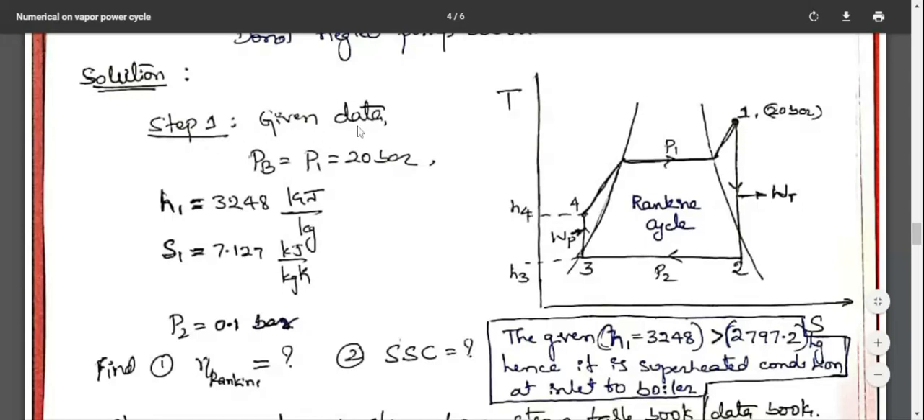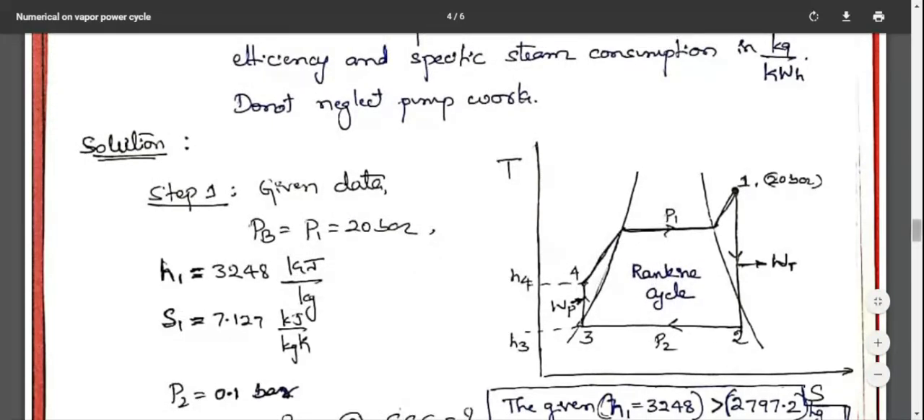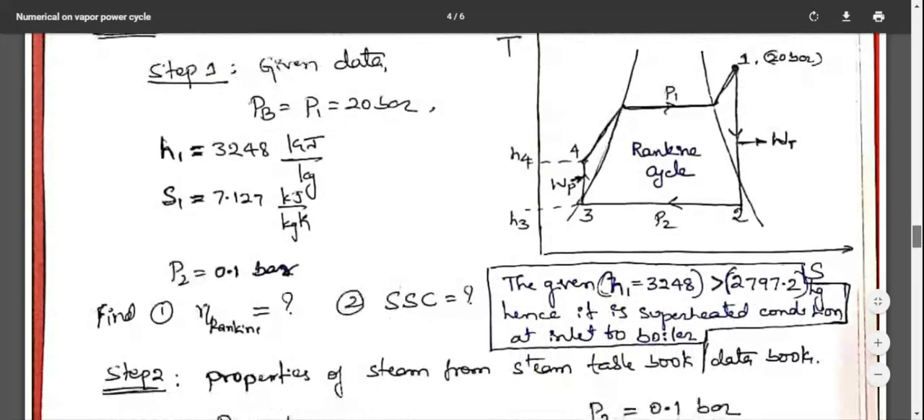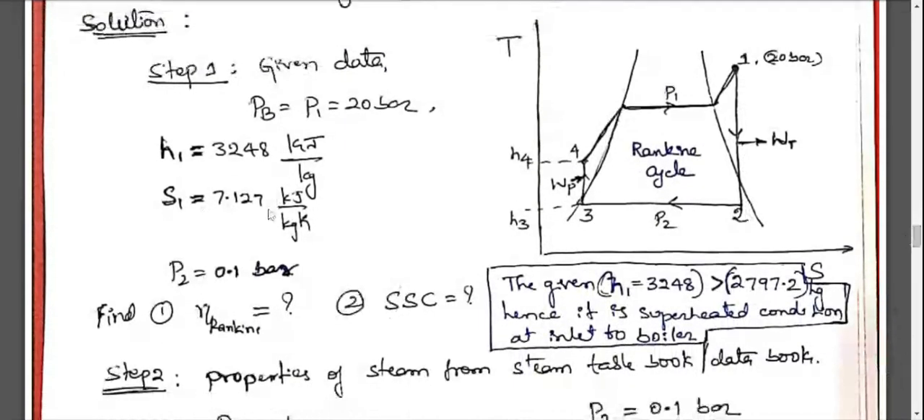So step number 1, we will write the given data. So boiler pressure, we will take it as P1, 20 bar. So at 20 bar, you note down the values what he has given. So H1 he has given 3248. Why I have taken H1 is clearly he said at inlet to the turbine. Steam enters the turbine at 20 bar with an enthalpy of 3248. So it is inlet enthalpy. Similarly, he has given the entropy also. So both we have written here, and one more condition, that is condenser pressure P2 is 0.1 bar. And what he has asked: find efficiency of the Rankine cycle and SSC, specific steam consumption. So this is step number 1.